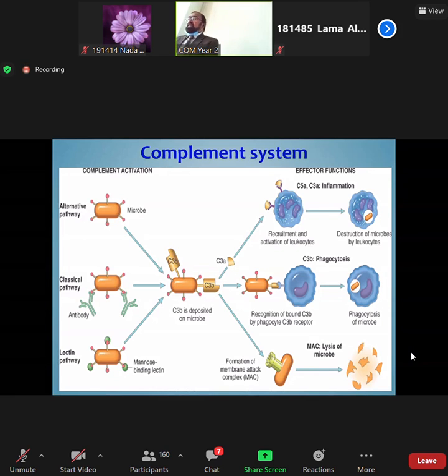When it attached to the microorganism, it actually helps in phagocytosis. Clear? So this is all the function of complement. This membrane attack complex, when it is formed, produces a hole in the cell wall of the microorganism, and if the hole is produced, then what happens? The microorganism bursts out and it dies, right?